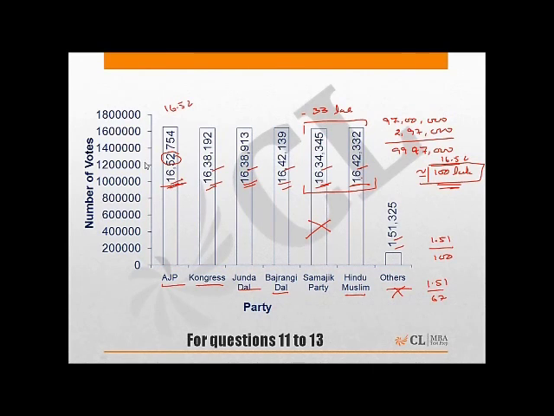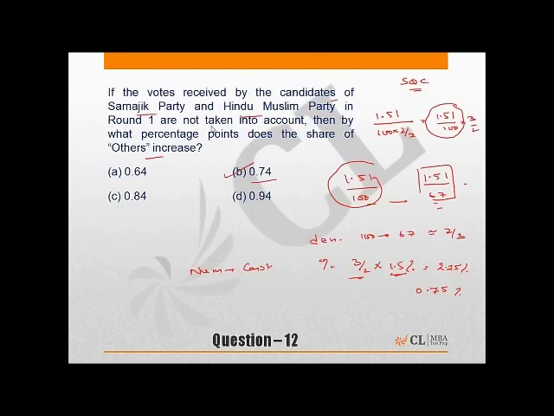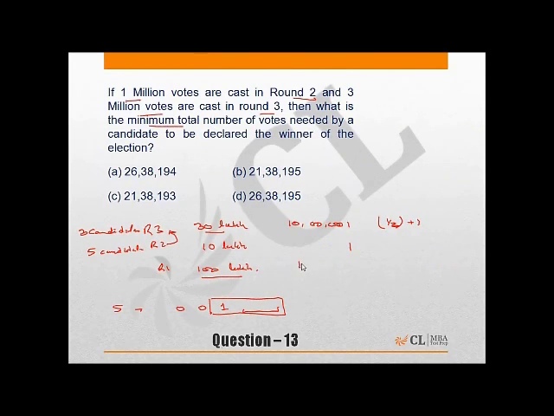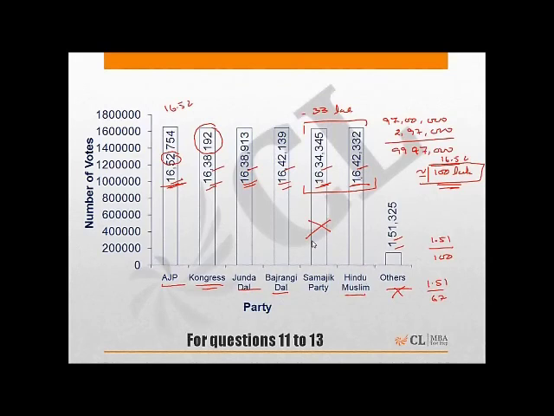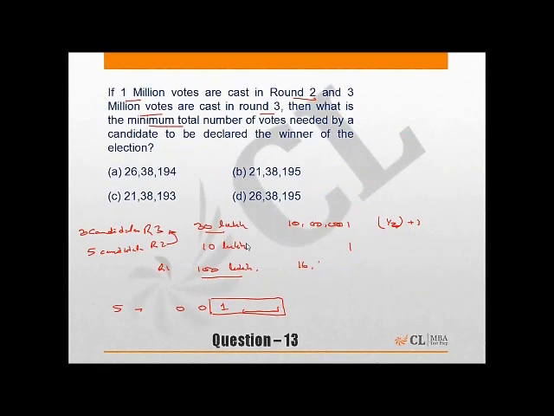Out of these 5 who will move to the next round, the minimum votes are with Congress, which is 16, 38, 192. So the minimum votes required to win the election could be, if this moves 16, what was the number? Let me just check. 16, 38, 192. So it will be 16 lakh 38,192, or your total becomes 16 plus 10, 26. Straight away these two get ruled out. 16, 26 and 38. So 16, 38, 192, 194. Choice A becomes the correct answer.